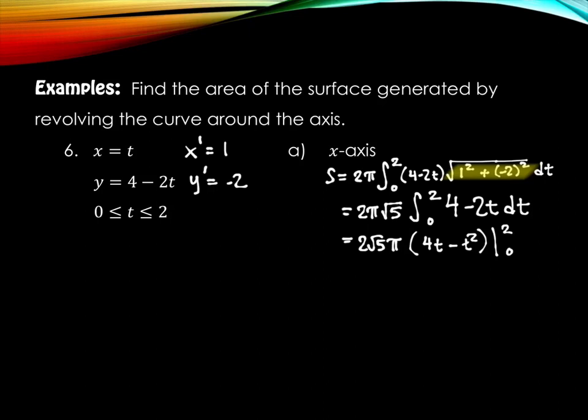Obviously, evaluating that at 0 is 0. So in some sense, we're really only going to be evaluating this at 2. When I plug in 2 into this, I have 4 times 2. I'll write it out. So that's 8 minus 2 squared, which is 4. And then I'm going to subtract off the 0 at the end. So all in all, that gives me a 4. So this is 4 times my 2, which would be 8 square root of 5 pi.